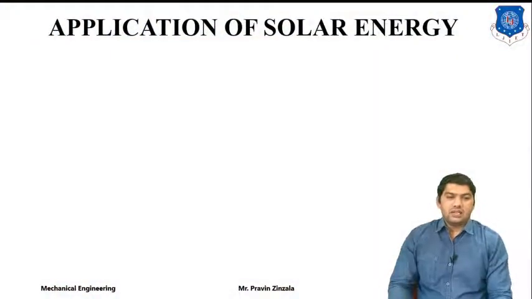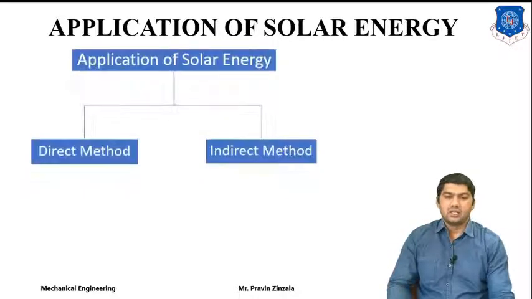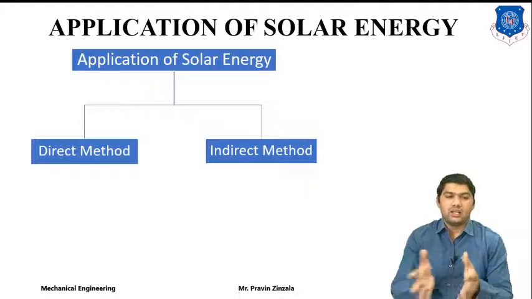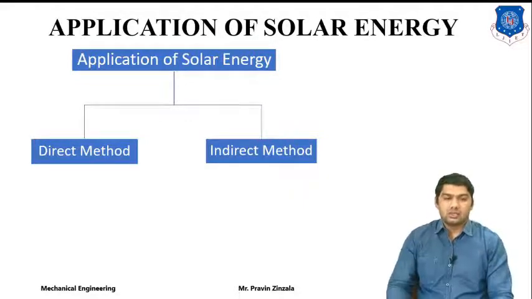Application means utilization of solar energy. There are many possibilities for utilizing solar energy, and many methods are available. For example, solar energy can be utilized by two methods: direct method and indirect method. Direct method means we can directly utilize the solar energy, like the photovoltaic system, in which we are directly utilizing the solar energy and converting it into electricity generation.